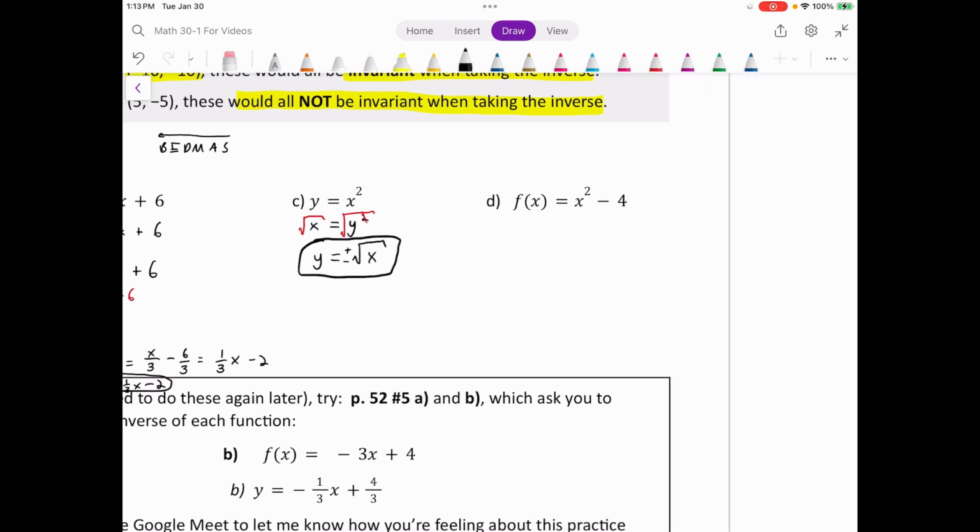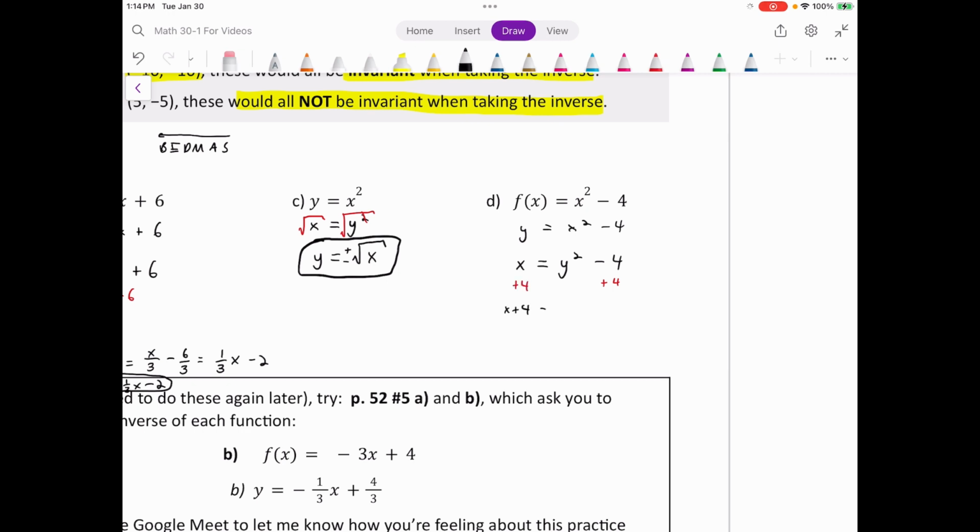Okay. And then lastly, f of x equals x squared minus 4. Well, once again, this is just y equals x squared minus 4. To take the inverse, switch x and y. So x equals y squared minus 4. And now we're just going to go ahead and isolate y, again, just performing the opposite operations or the inverse operations of whatever's happening to y in order to isolate it. So y is being squared, it's having 4 subtracted. Reverse order of operations tells me that first I've got to deal with additions and subtractions. So let me add 4.